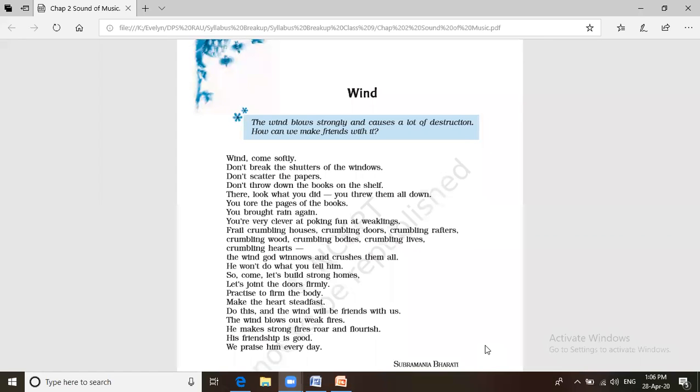Yes. Subramaniam Bharati, the poet, is talking to the wind. He asks the wind to come softly. He's saying that the wind should not be very strong or loud. It should be soft and subtle. Then he says that the wind is very powerful and destructive. It breaks the shutters of the windows and scatters the paper. All the books that were kept on the shelf were falling down. So that's what the poet was trying to describe here.